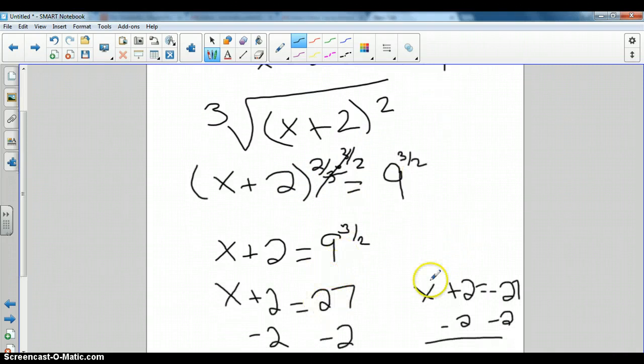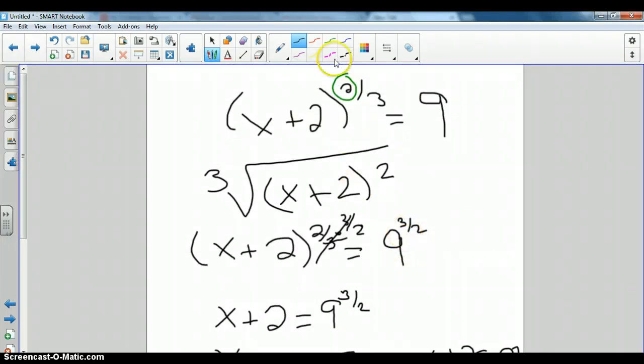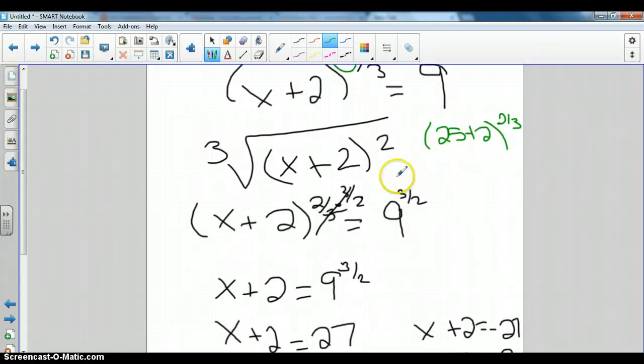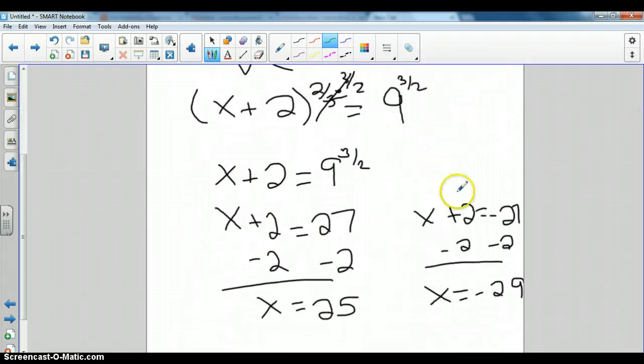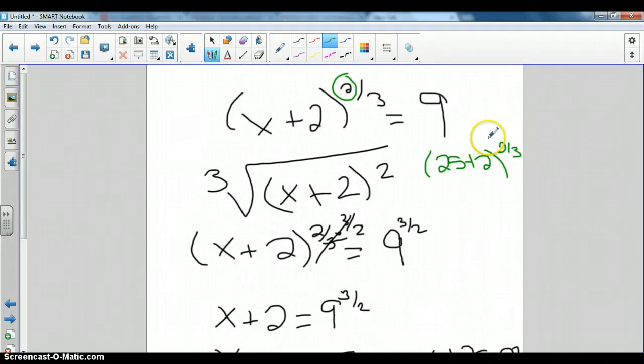So basically, just when you get to this point, just split it into two separate equations. And you want to check your answers. I know the back of the book says this is right, but still, you know, quizzes and tests. And you can pop it in: 25 plus 2 to the 2/3. You can pop that in your calculator. It should spit out 9. Okay, and then you could replace the x with the negative 29, put it in the equation, and it should pop out 9 as well. And so you know those are both correct answers.